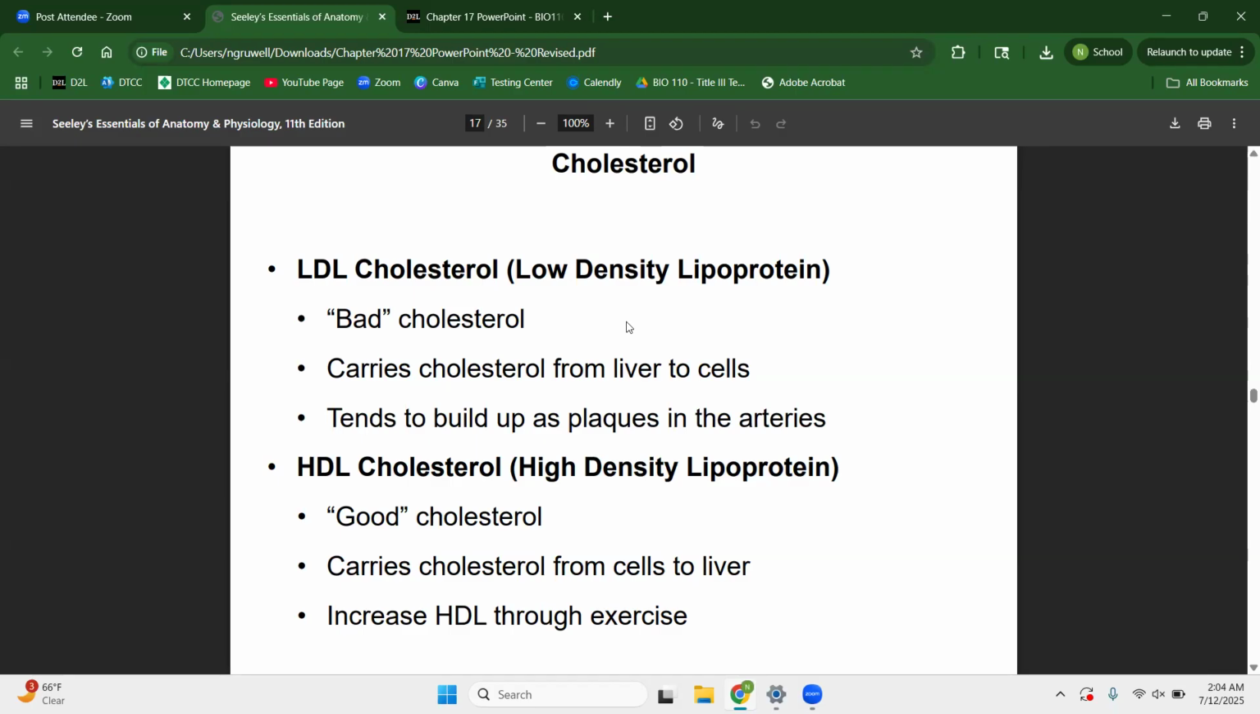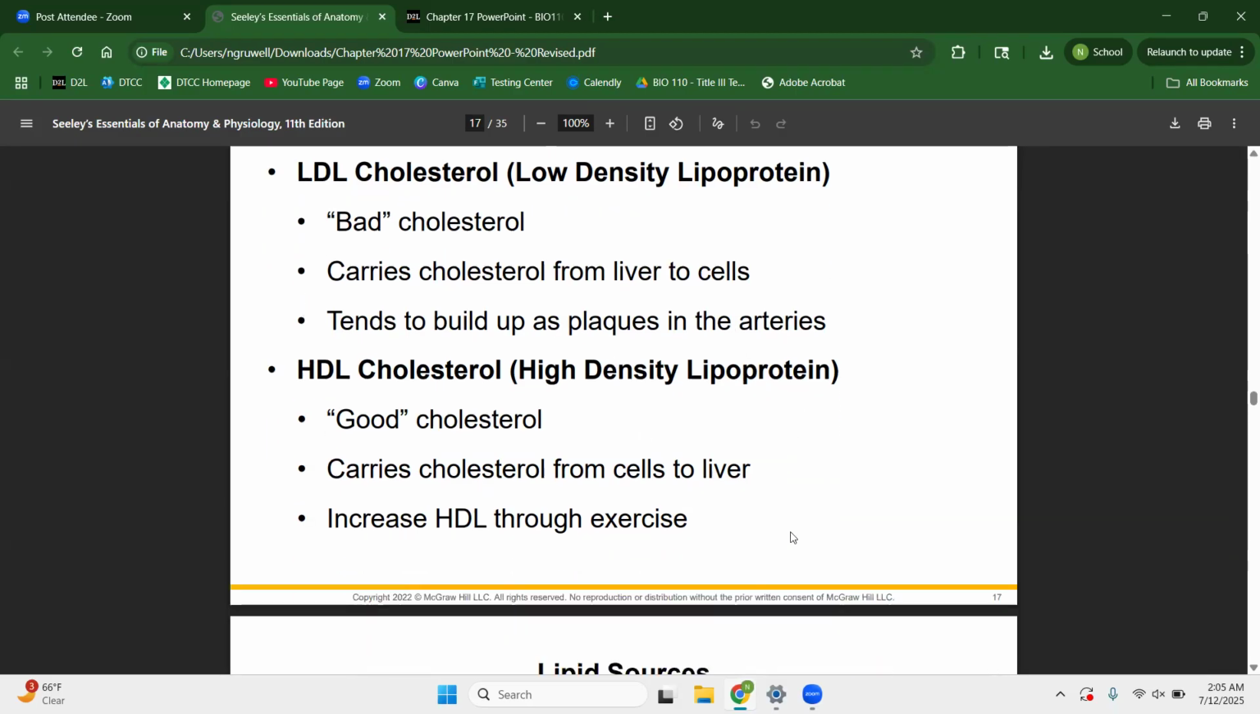And so think of low density like a big bubble of bad stuff. It's going to get stuck. High density is kind of a wrecking ball of HDL in a good way. It's going to carry cholesterol from our cells to the liver. And because it's high density, it's not going to get stuck. It can even help bring some of those plaques, or the low density stuff, with it.